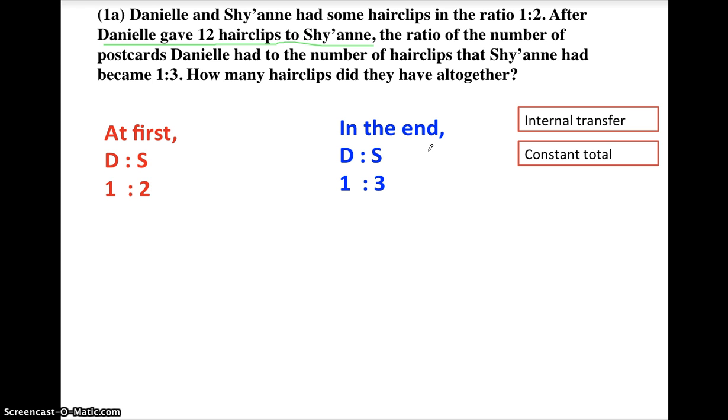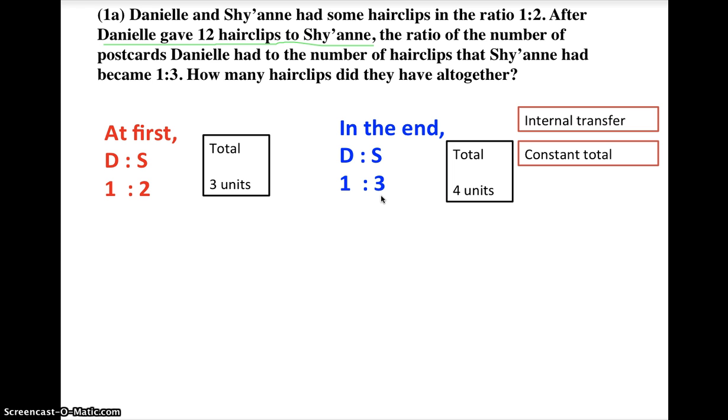Alright, so since this question is focusing on the total, let's find the total number of units for the first ratio here in red. So if Danielle has 1 unit and Cheyenne has 2 units, the total number of units would be 3 units. Alright, and if you look at the ratio in the end, Danielle has 1 unit and Cheyenne has 3 units. So the total number of units would be 4 units. So it's very clear here that the total number of units for both ratios are not the same.